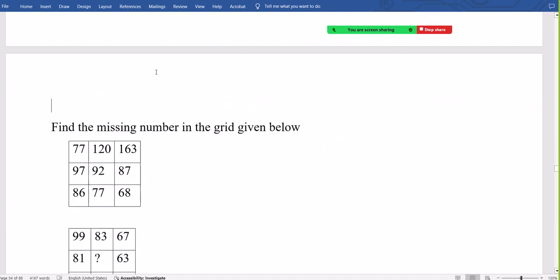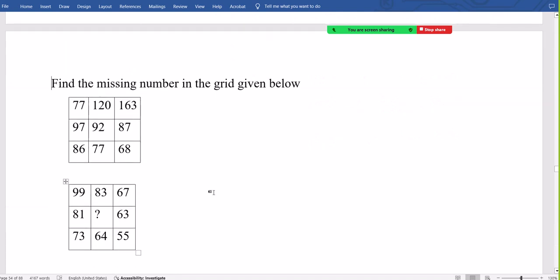So no unknown here. Let's see the next matrix. This is unknown here. Unknown is there in the second matrix. Two matrices are given. In the second matrix we have the unknown. Actually one is sufficient anyhow.